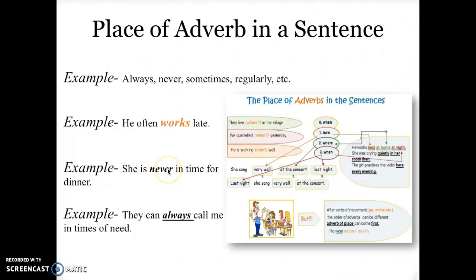Now pay attention to the following sentence. They can always call me in times of need. Here we have two verbs. We have can and we have call. But since call here is a main verb and the main action, we put the adverb in front of the main verb, which makes it the word always.